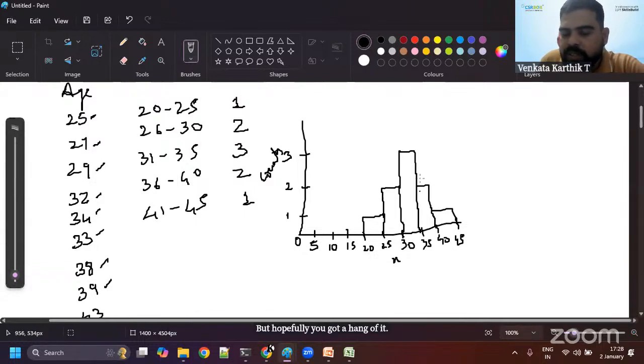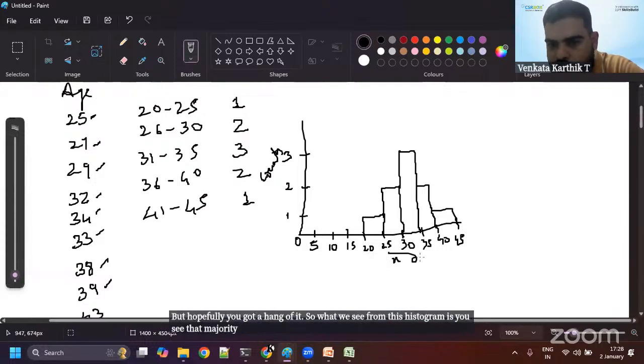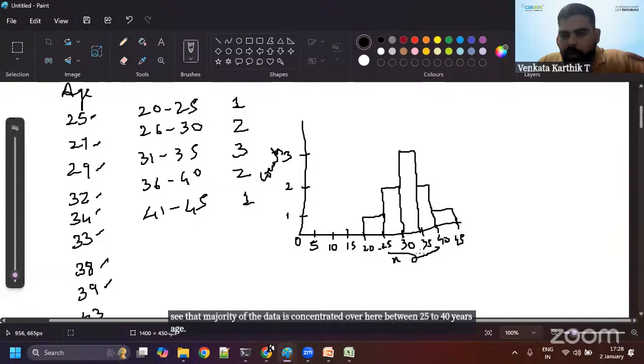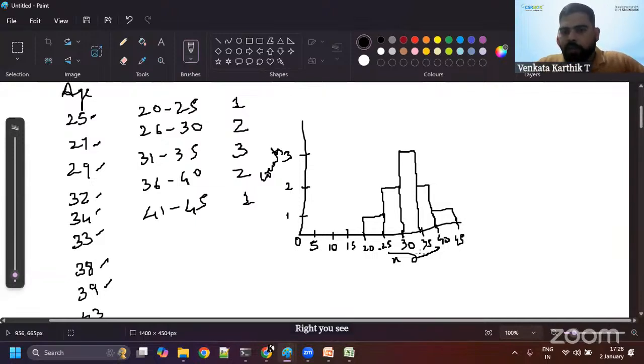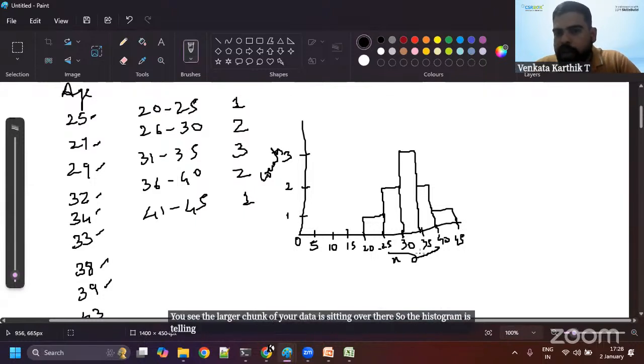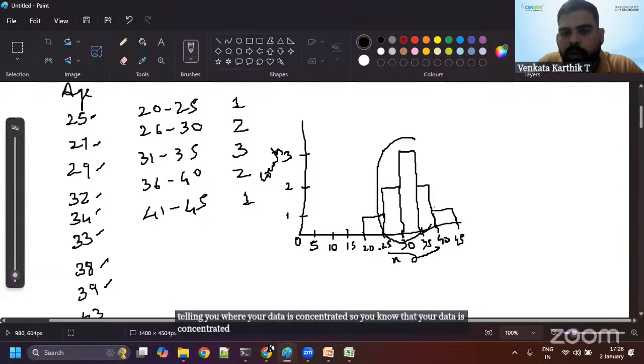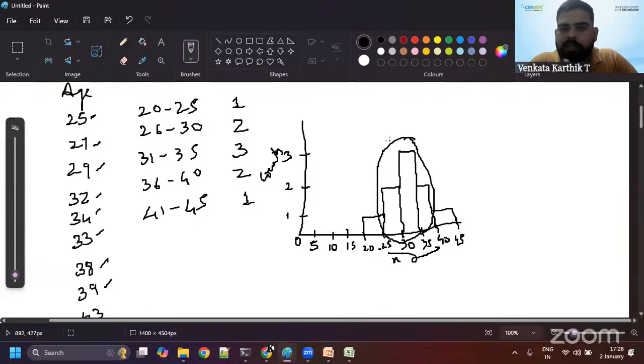What we see from this histogram is that the majority of the data is concentrated over here between 25 to 40 years of age. You see the larger chunk of your data is sitting over there. So the histogram is telling you where your data is concentrated. It's a visual representation of your data count.